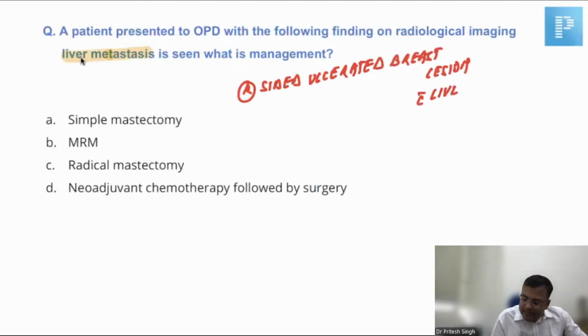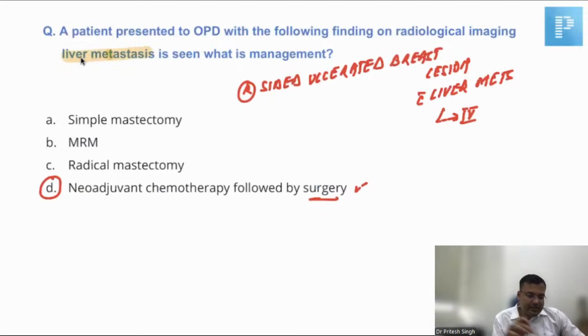Clear? So guys, whenever there is metastasis, obviously it's stage 4. And if it is stage 4, what do you have to do? First, you have to go for chemotherapy. So first, we have to downstage the tumor, so obviously we will go for neoadjuvant chemotherapy. After that, when the tumor is downstaged, only then we will go for surgery. Clear? So it is the fourth option: neoadjuvant chemotherapy followed by surgery. Okay, Santosh, this is the correct answer. First, you have to downstage the tumor since the patient has liver metastasis.